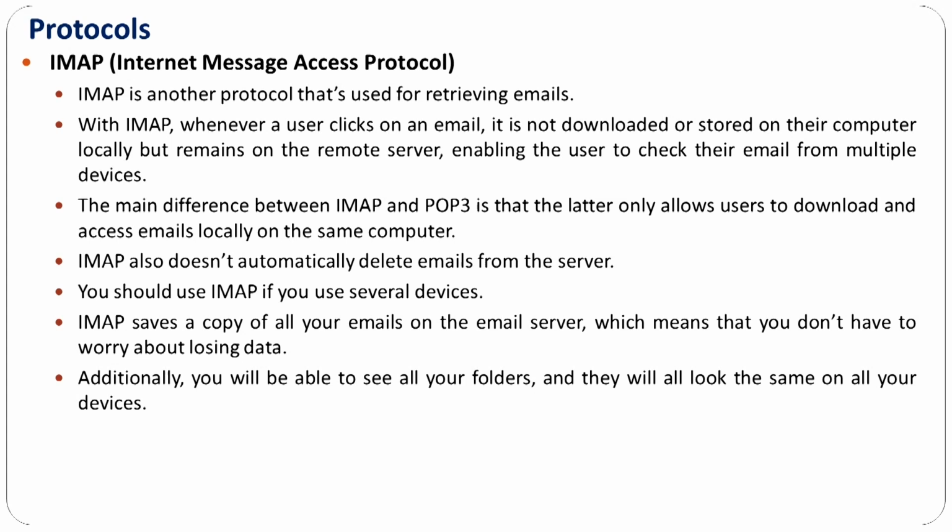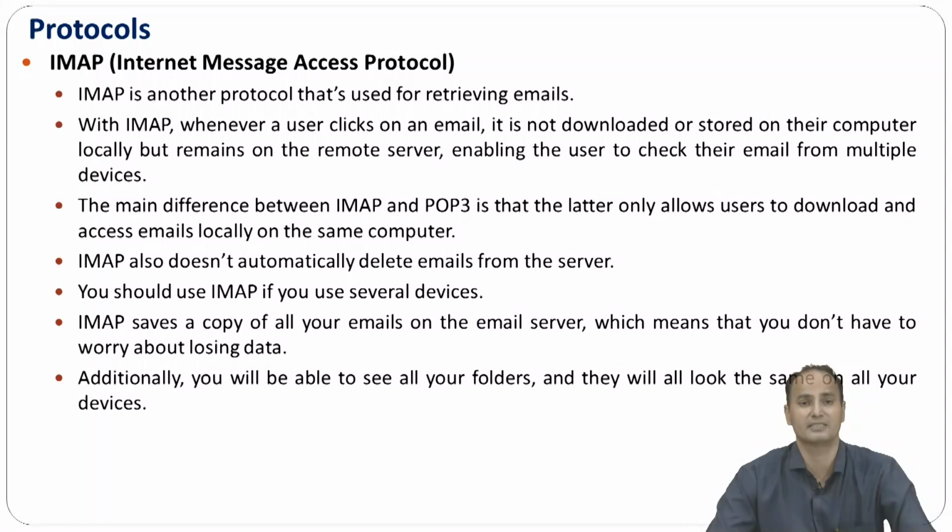Corresponding or related to POP3, there is the IMAP protocol, that is Internet Message Access Protocol. It also works in the same way as POP3. IMAP is another protocol that's used for retrieving emails. With IMAP, whenever a user clicks on an email, it is not downloaded or stored on the local computer, but remains on the server, enabling the users to check their emails from multiple devices. This is the big difference between POP3 and IMAP. In POP3, the email was getting downloaded, while here it is not going to be downloaded, but it remains on the server as it is.